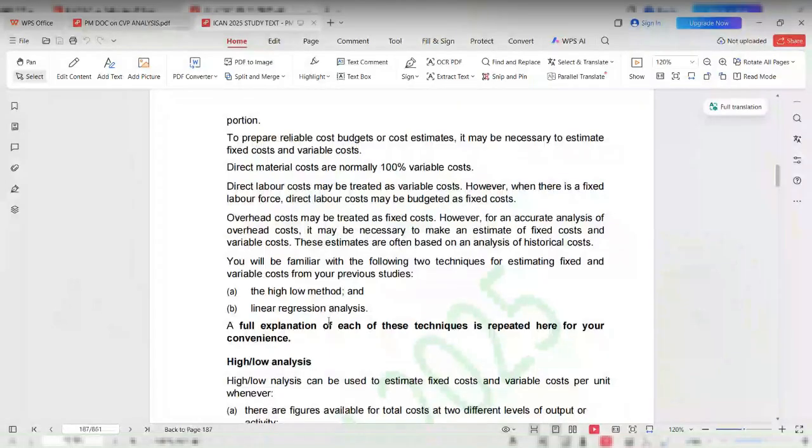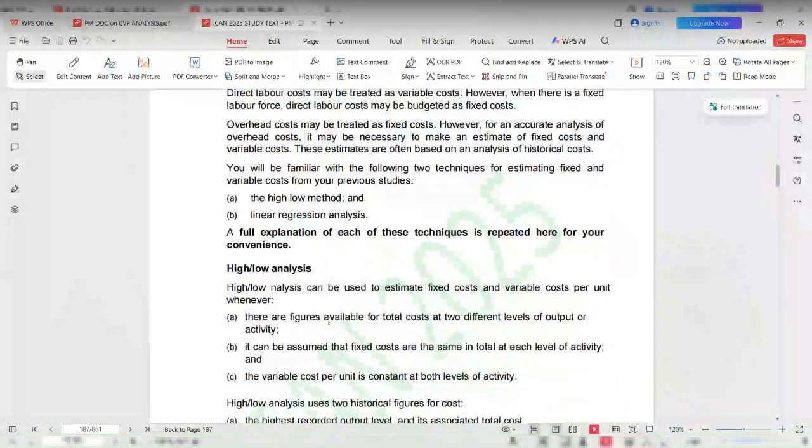A full explanation of each of these techniques is placed here for your analysis. They are still trying to repeat what you have been taught the other time. We have the high and low method. They will give you the figure for the total cost and the activity level. They can give you like 5 or 6 pieces of information showing the total cost and the activity level. If you have forgotten, I'm just trying to remind us now.